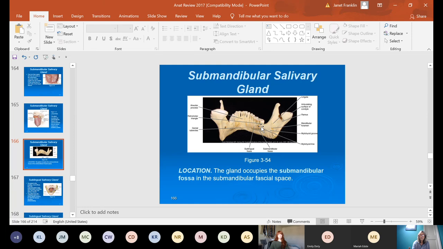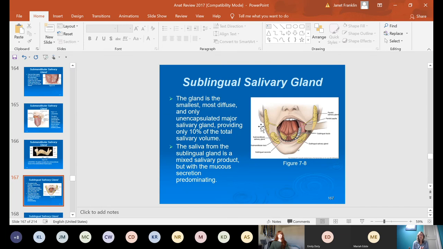Your sublingual salivary gland is the smallest of your major salivary glands, and it's unencapsulated. It only provides 10% by volume. It's associated with the Bartholin duct. So the sublingual: smallest in size, unencapsulated, associated with the Bartholin duct, and it also opens under your tongue at the sublingual caruncle.